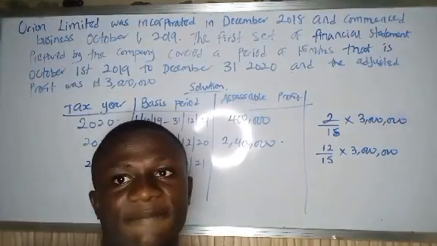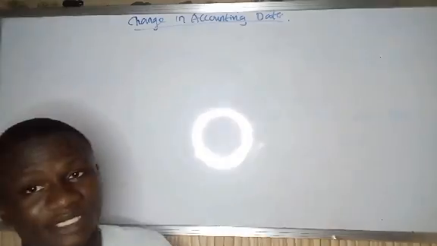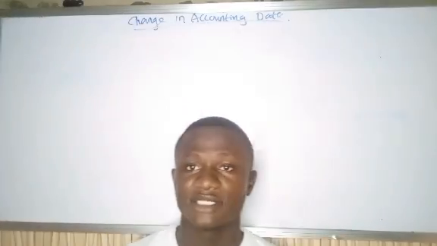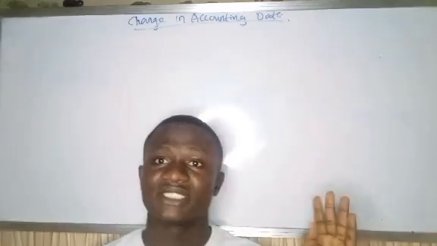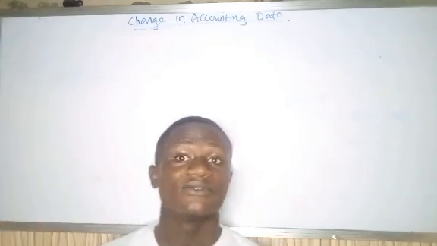So now let's proceed and look at the rule of change in accounting date. Let's take questions together. So for change in accounting date, what does the rule state? First of all, what do you mean by change in accounting date? Change in accounting date means, let's say for example, a business prepares their accounting, or their accounting year is from January to December of every year.